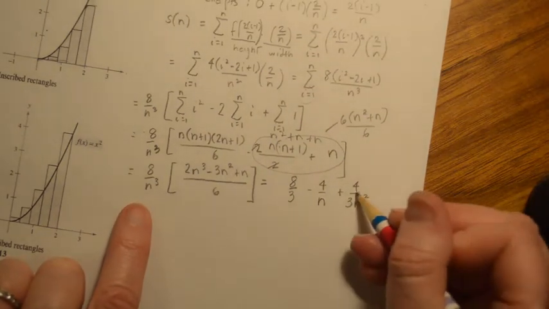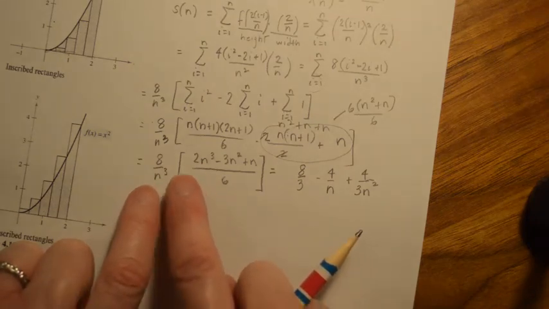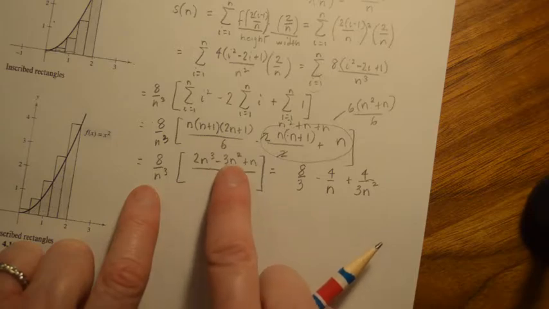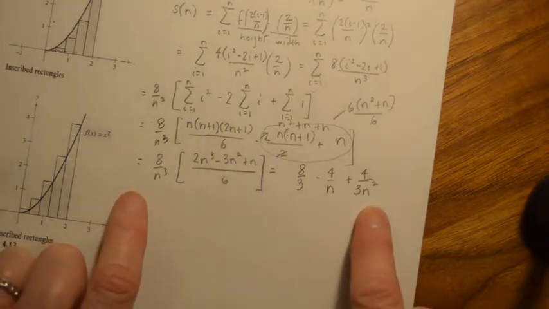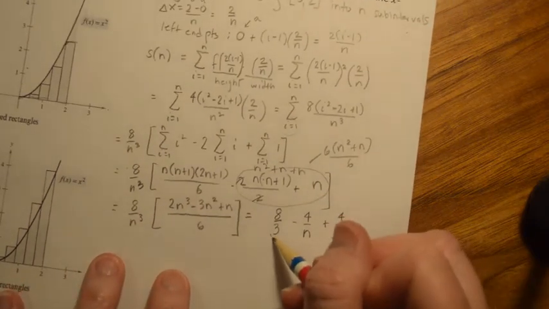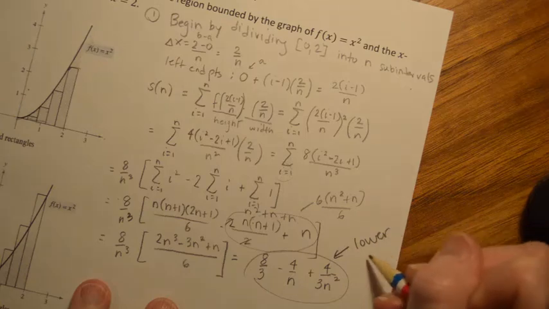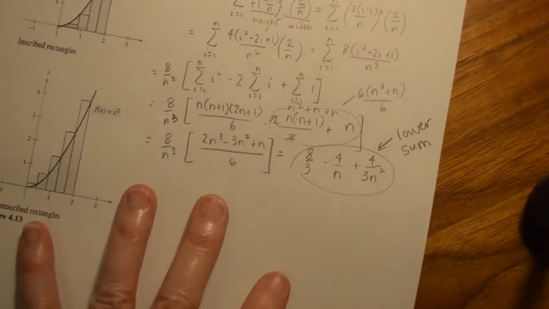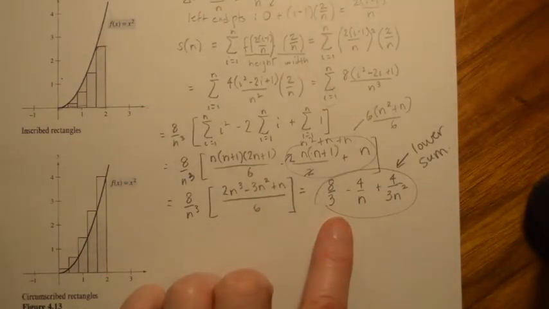All right. So again, this comes from distributing the 8 over n cubed to each of these terms: 2n cubed over 6 minus 3n squared over 6 plus n over 6. Distribute that through, and that's what you get. This is our lower sum. I was just getting ready to say that's our lower sum and it cut me off.